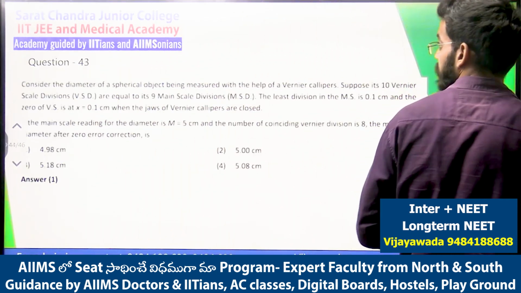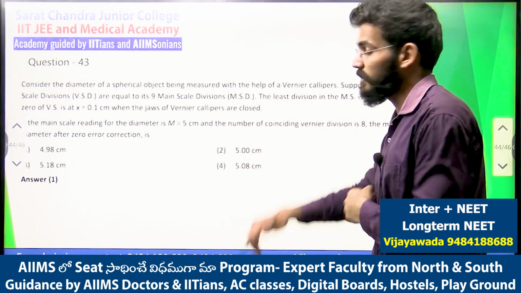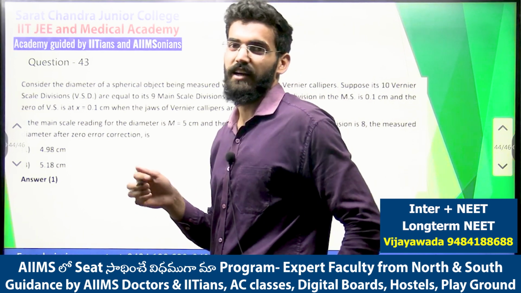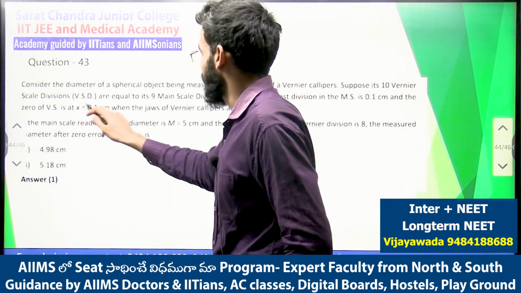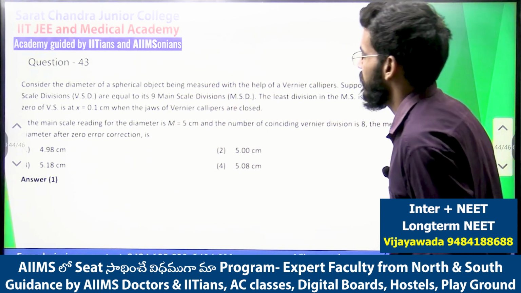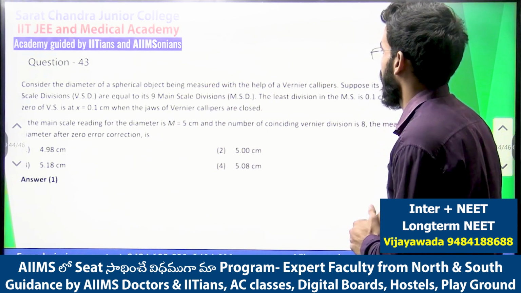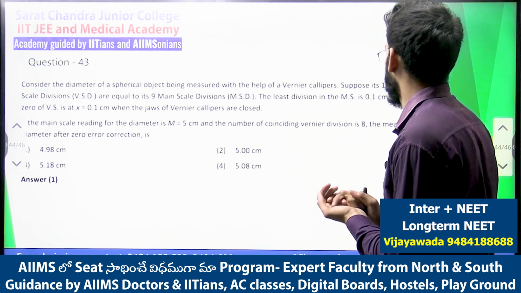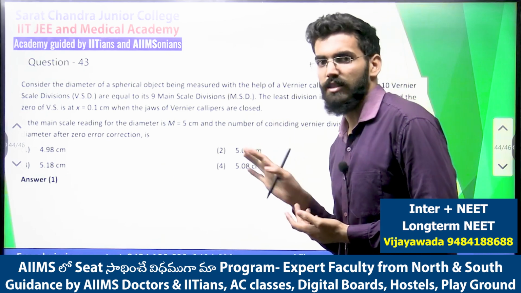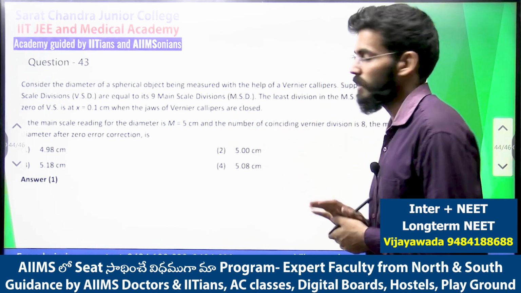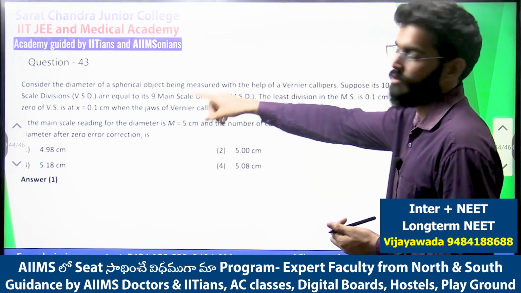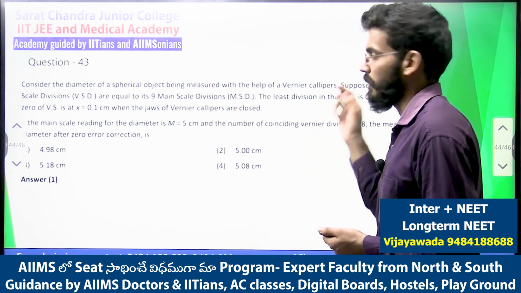Next, 43. 43 you have vernier scale. This he also gave a little bit difficult, that you don't generally study. I think NEET people avoid this thing, this x equal to 0.1. Consider the diameter of a spherical object being measured with the help of a vernier caliper. Suppose its 10 vernier scale divisions are equal to 9 main scale divisions. This everyone knows. Generally we take this only. So means 0.1 factor, right? The least division of the main scale is 0.1. So 0.1 into this is 0.1, so 0.01.